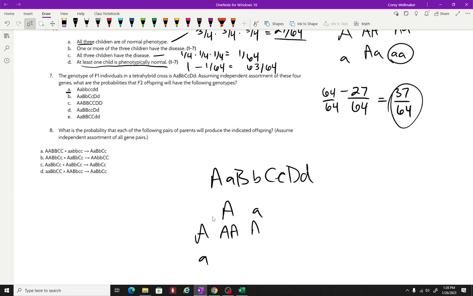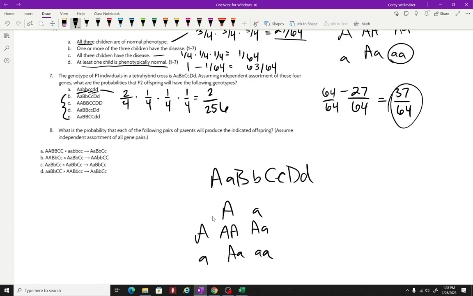You're going to have 1 homozygous dominant, 2 that are heterozygous, and 1 that's homozygous recessive. So the probability of getting a heterozygous genotype is 2/4, and a homozygous recessive for B is 1/4, right? Because that's the probability of getting a homozygous recessive. And a homozygous recessive for C is also 1/4, and a homozygous recessive for D is 1/4, right? So this becomes 2/256. All right, so you run the same sort of logic for B through E.